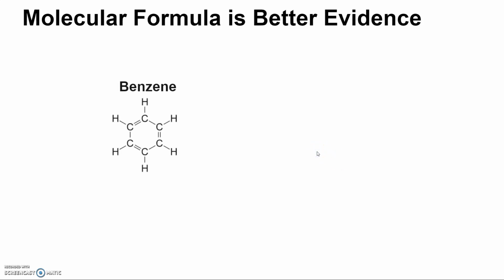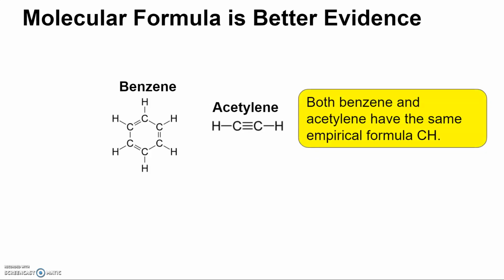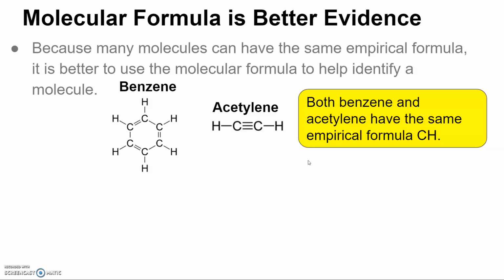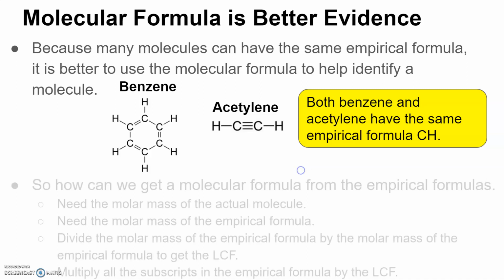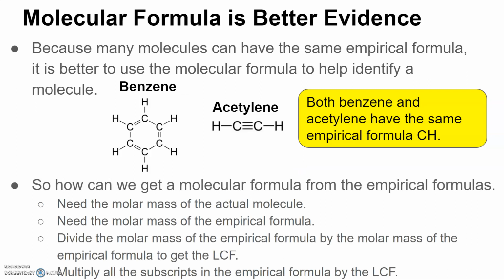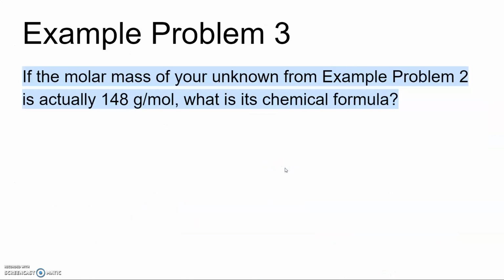So remember, if you look at benzene and acetylene, they both have the same empirical formula, CH. Because many molecules can have the same empirical formula, it's actually better to use the molecular formula to identify a molecule. If you're trying to identify if your product is your product, you want the molecular formula. But there's actually a way to get the molecular formula from the empirical formula, and it's actually quite simple. So let's talk about how we do something like that.